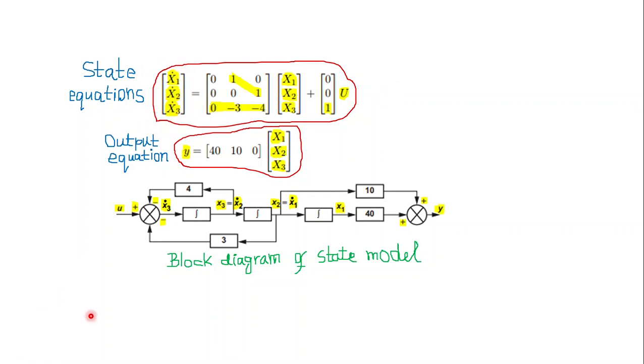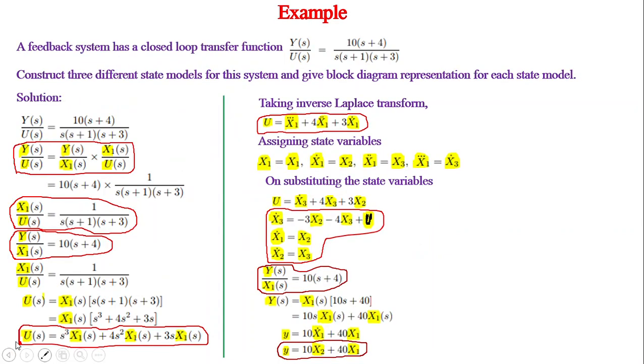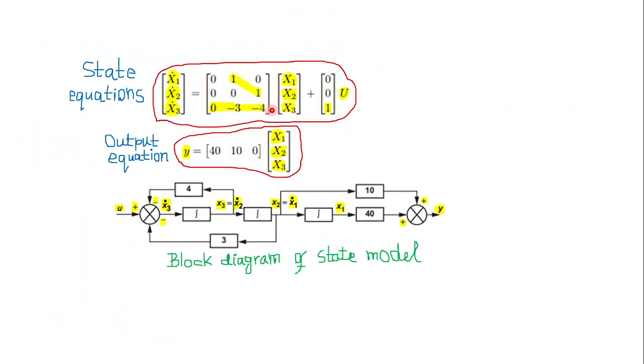So x1 dot, x2 dot, x3 dot equals the matrix 0 1 0, 0 0 1, 0 minus 3 minus 4. The x1 term is 0. The last term of the matrix B is 1. Rest of the elements are 0.